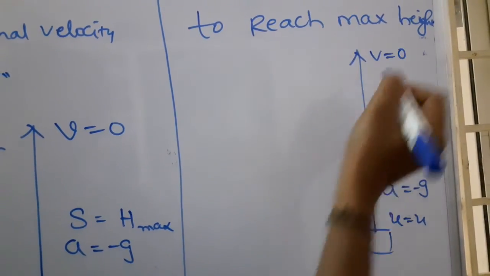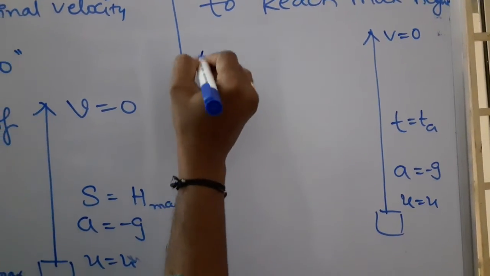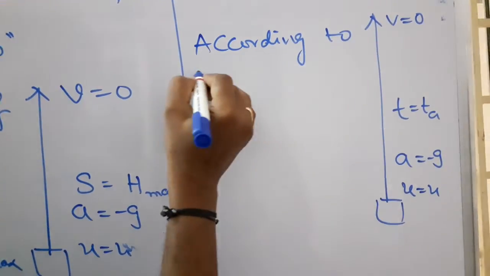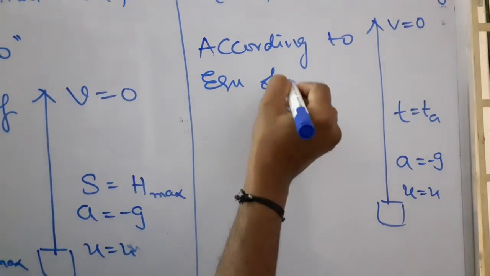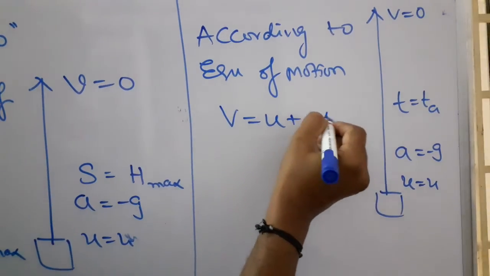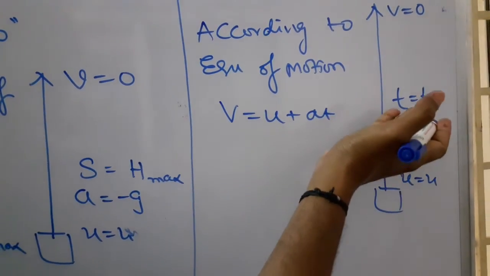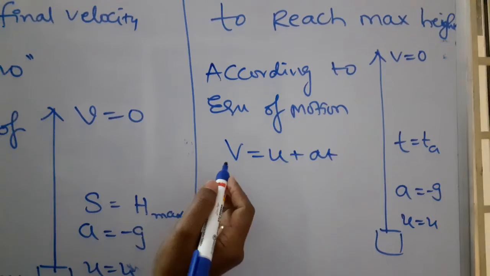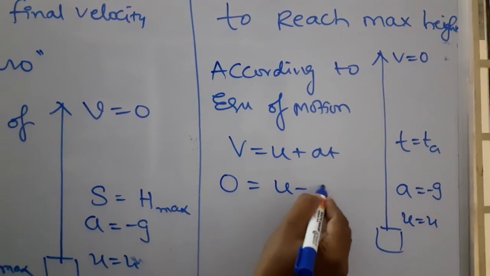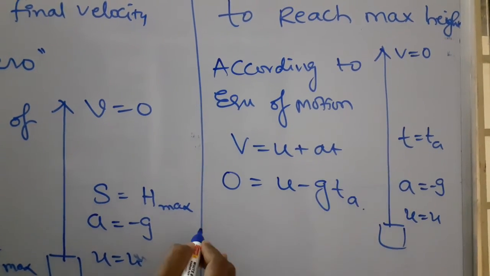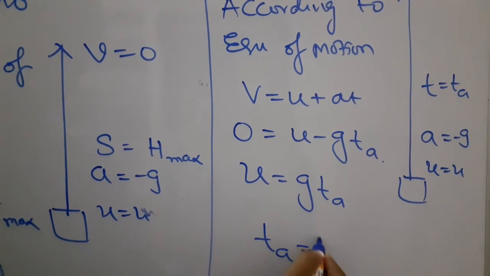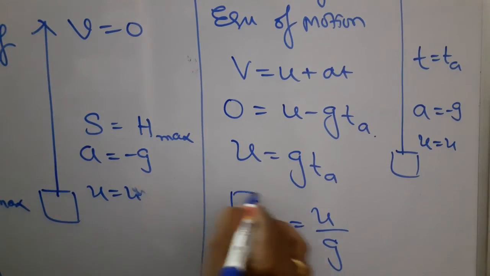After reaching maximum height, final velocity becomes 0. So according to the equation of motion, v is equal to u plus at. Why? Because initial speed is known, acceleration known, time known, velocity known. So we can use this formula. 0 is equal to u minus g into ta. u is equal to g into ta. ta is equal to u by g.